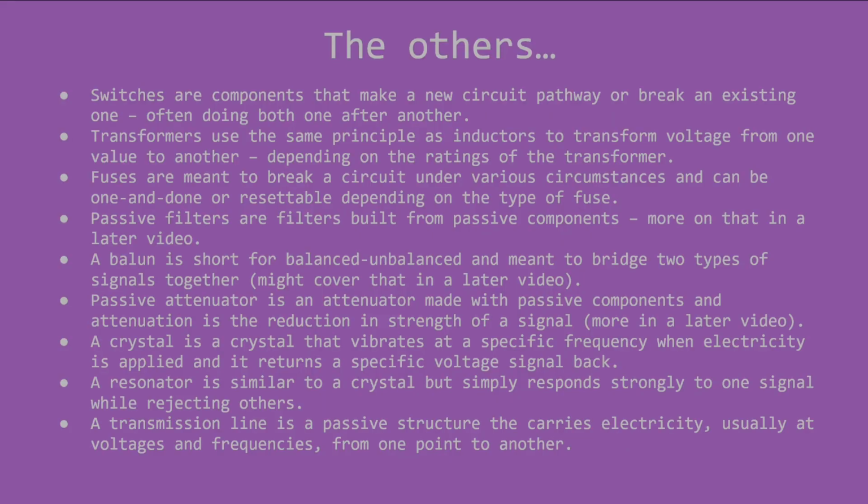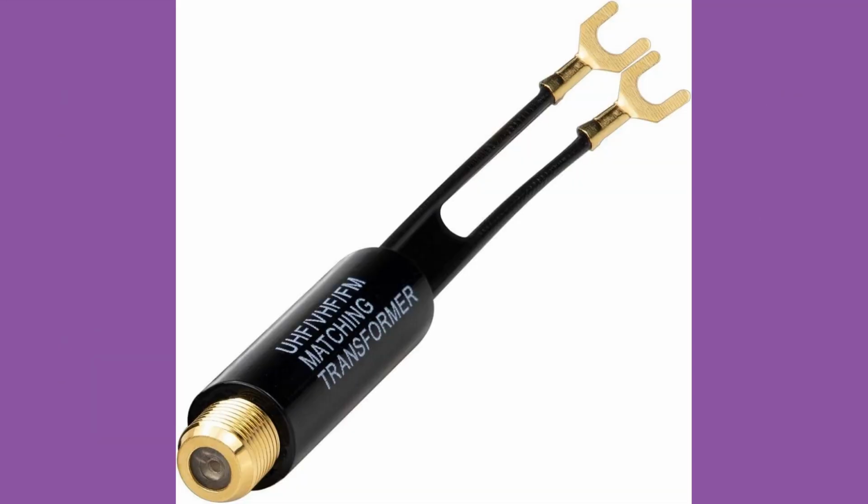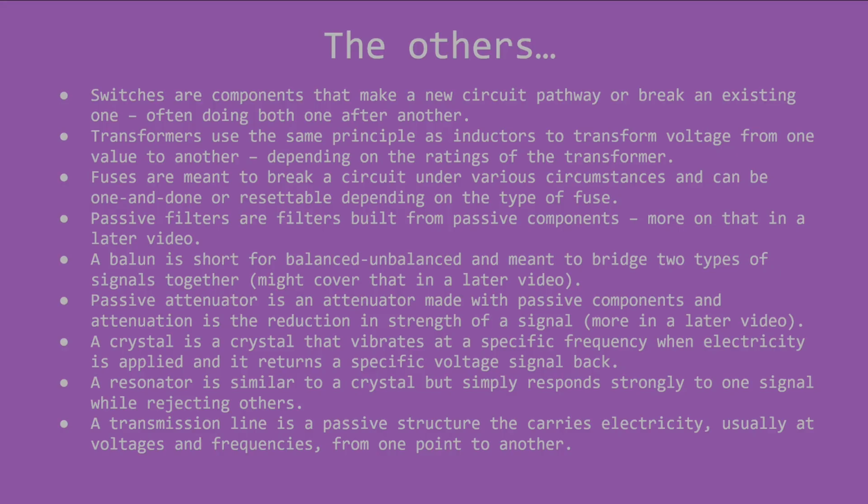Then you have passive filters. These are filters built from passive components. We're going to really cover this in depth in later videos. A balun, which is short for balanced, unbalanced, is meant to bridge two types of signals together. I don't know if I'm actually ever going to cover this unless I get into radio signals.